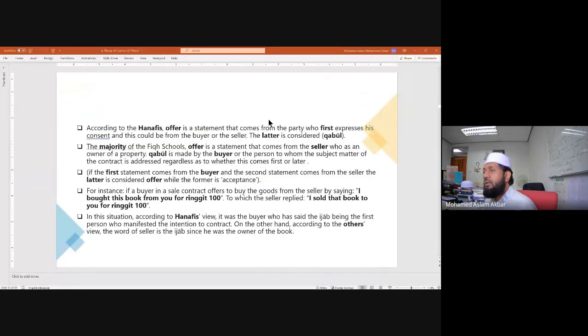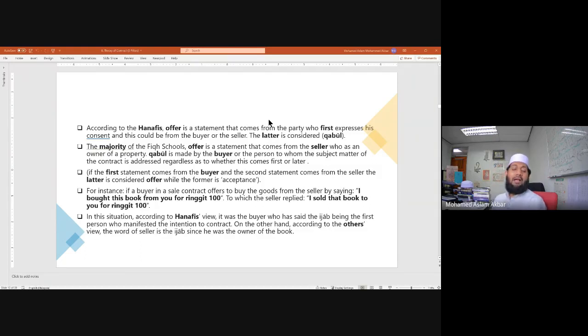Now, this slide is going to give you some differences based on what we discussed earlier. According to Hanafi, the pillars of contract are only 2. According to the majority, it is 3. If you read this slide, it might be confusing, so let me give you an explanation before you read this. We talked about offer and acceptance, ijab and qabul. According to our understanding so far, the one who offers is the seller. The one who accepts is the buyer.